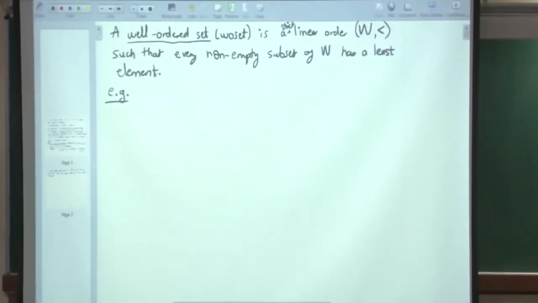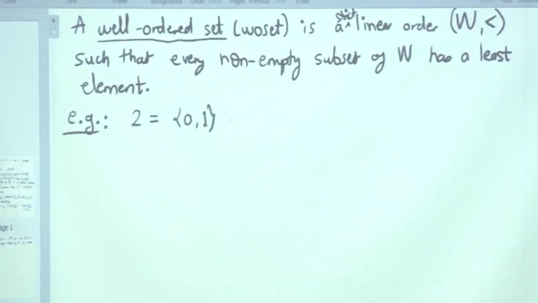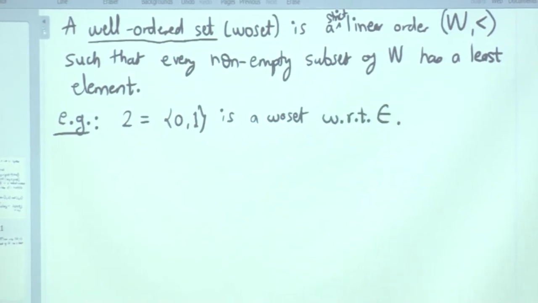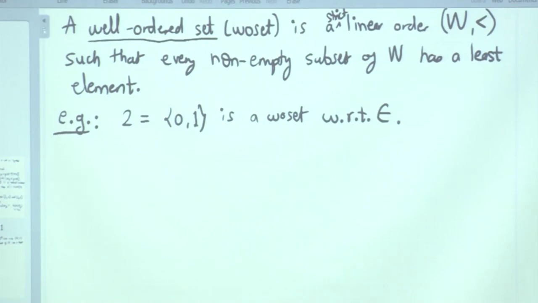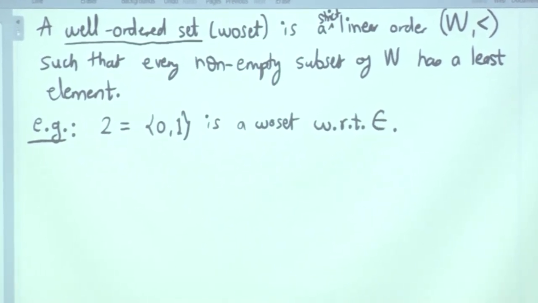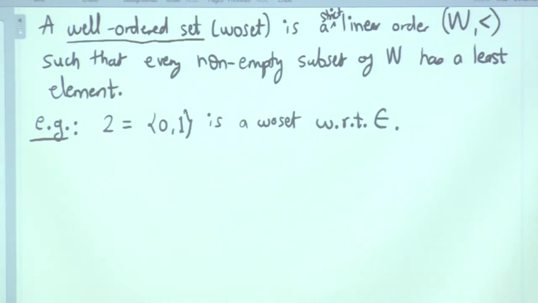Okay, least element means it is smaller than any other element in that subset, right? So for example, let me take 2. What is 2? 0 and 1. This is a WOSET with respect to the belonging relationship, because what are the non-empty subsets of 2? Singleton 0, singleton 1, or 2 itself. Singleton 0 has 0 as the least element, singleton 1 has 1 as the least element, and {0, 1} has 0 as the least element, because 0 belongs to 1.